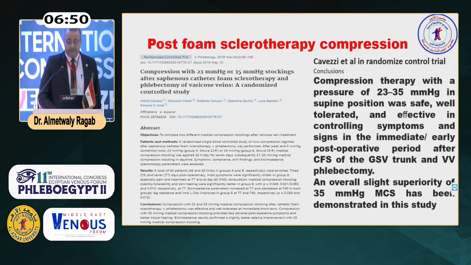Post-foam sclerotherapy compression. Cavezzi et al., in a randomized controlled trial on compression with 23 mmHg or 35 mmHg stockings after saphenous catheter foam sclerotherapy and phlebectomy of varicose veins, concluded that compression therapy with a pressure of 23 to 35 mmHg in supine position was safe, well tolerated, and effective in controlling the symptoms and signs in the immediate early post-operative period after catheter foam sclerotherapy of the great saphenous vein trunk and varicose vein phlebectomy. An overall slight superiority of the 35 mmHg medical compression stocking was demonstrated in this study.